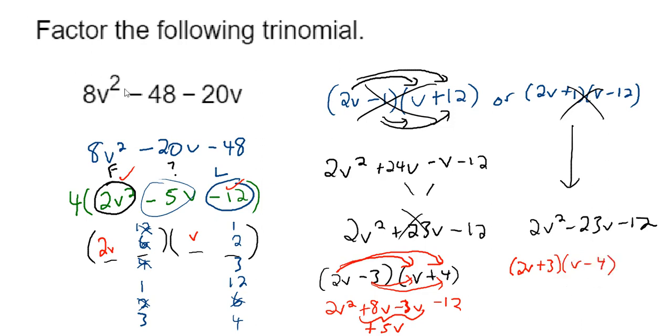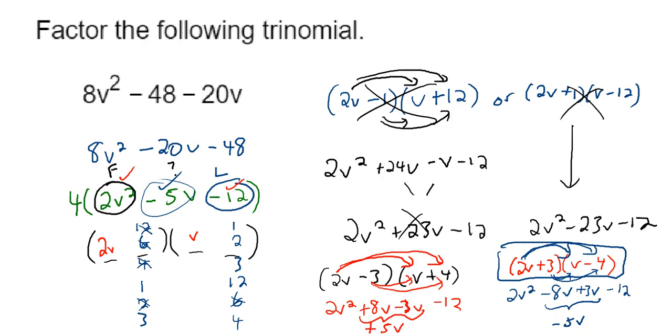So let's FOIL this one last time. We get 2v times v, which is going to be 2v squared. 2v times negative 4, which would be negative 8v. 3 times v, which would be positive 3v. And then 3 times negative 4 is going to be negative 12. When I combine the two terms in the middle, I get negative 5v, which is what I was looking for. And so this is actually how that's going to factor. So my final answer for this problem is going to be 2v plus 3 times v minus 4. And don't forget we had a common factor that we factored out at the beginning.